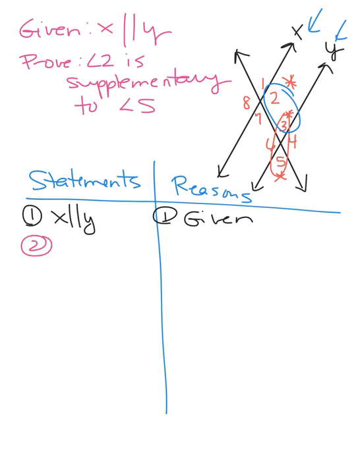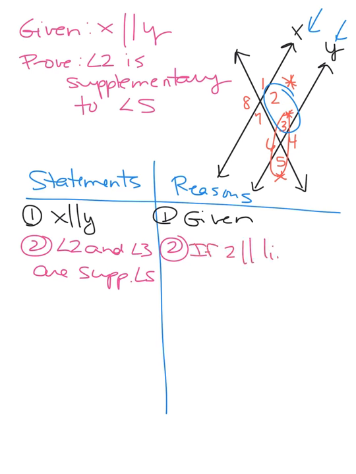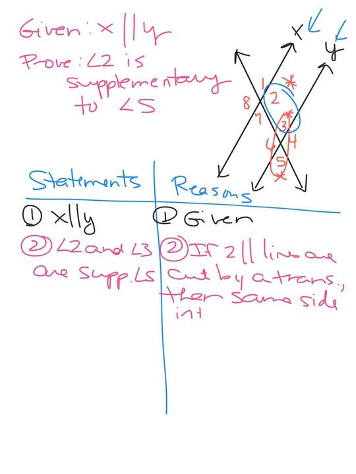So since I have X and Y are parallel, the first thing I'm going to say is angle 2 and angle 3 are supplementary angles. And that is because if two parallel lines are cut by a transversal, then same side interior angles are supplementary.